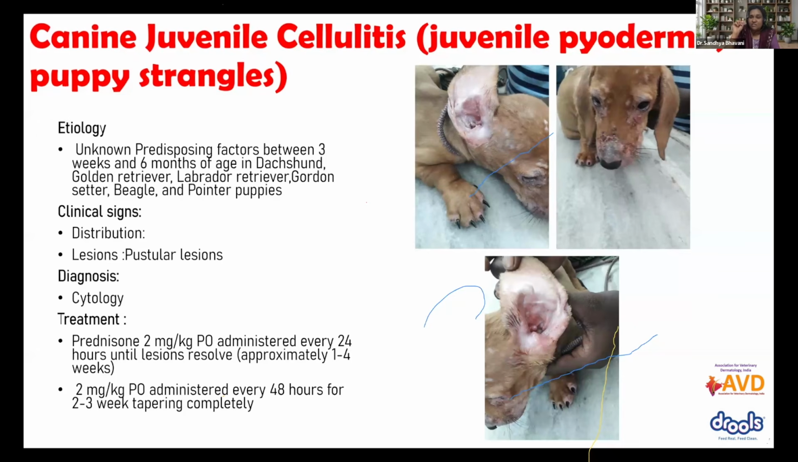You can see, with the help of cytology, lots of neutrophils. So the treatment option here is to suppress the immune system, so you have to go for prednisolone. A higher dosage of prednisolone should be used every 24 hours, and afterwards you have to taper until resolution. It usually takes around 3 to 4 weeks to get cured.